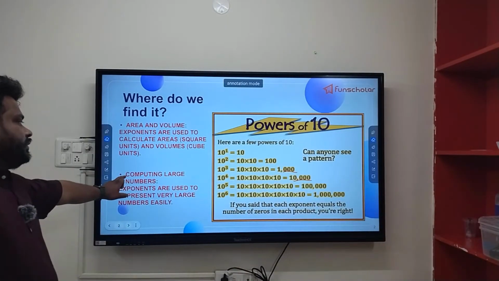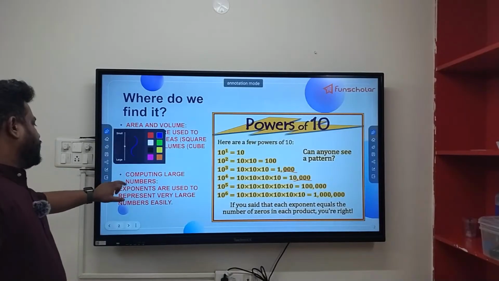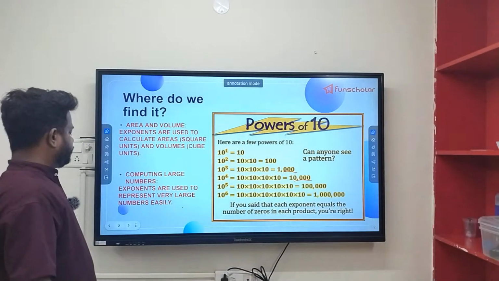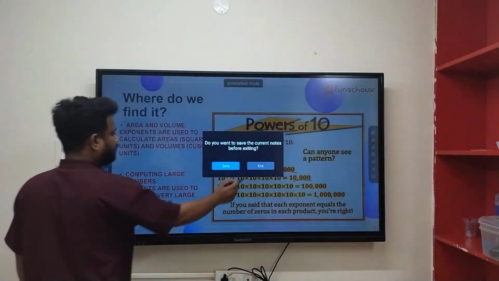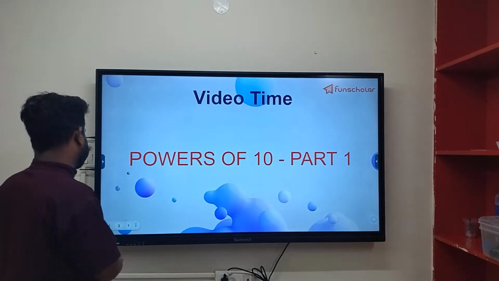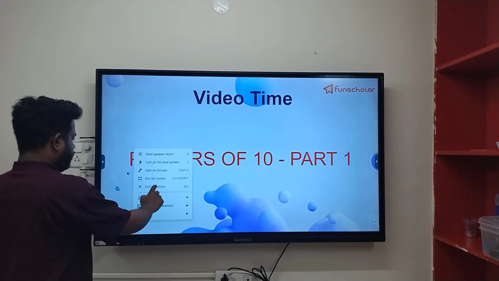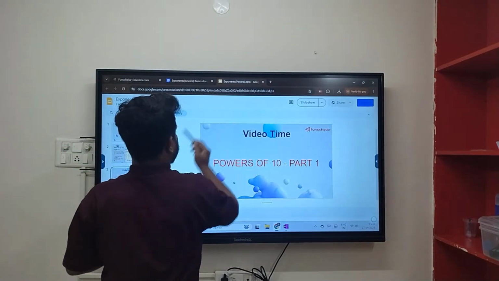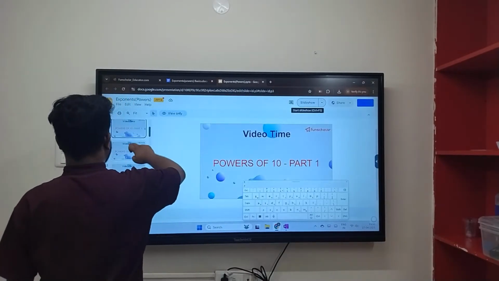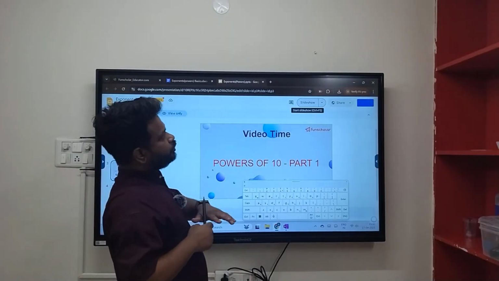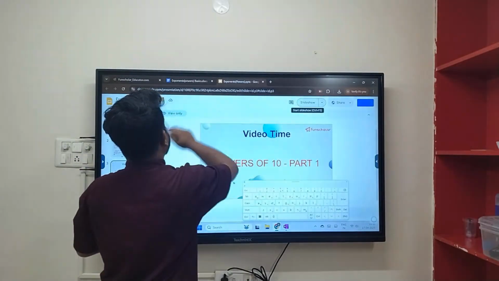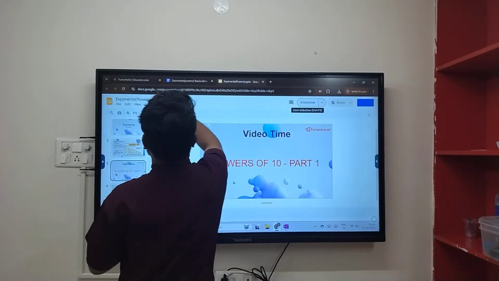So it's like this. For computing large numbers, exponents are used to represent very large numbers easily. Now we will go to the next slide. Now we will see a video, Power of 10 part 1. This has a total of 3 parts. I'm showing you the videos and then I will explain in a few lines, and then we will go to the next slide.